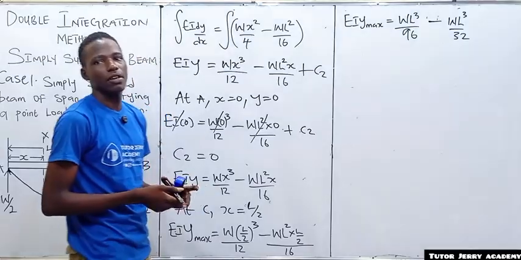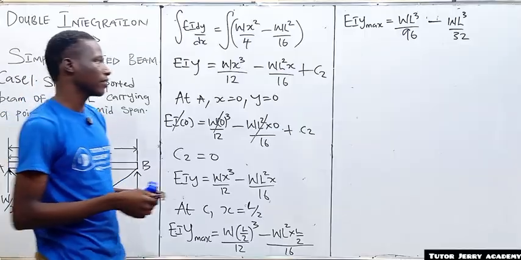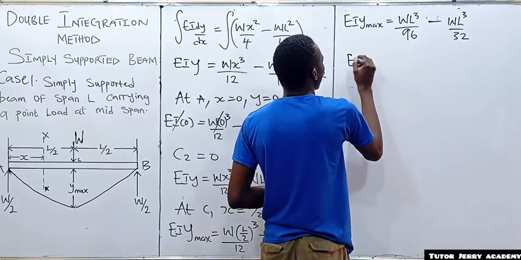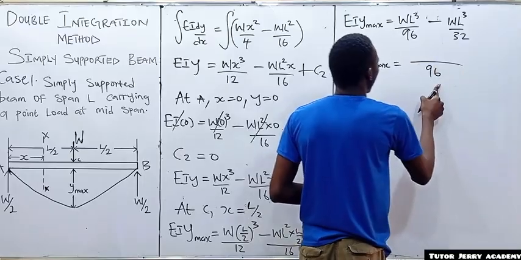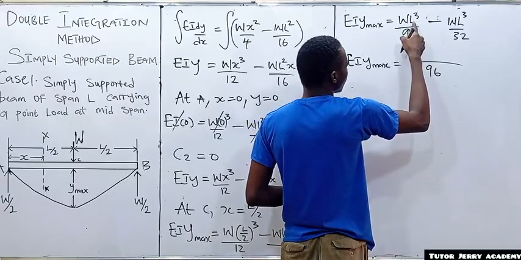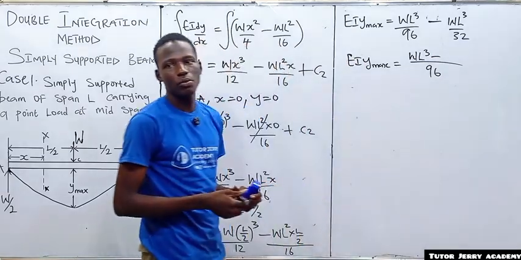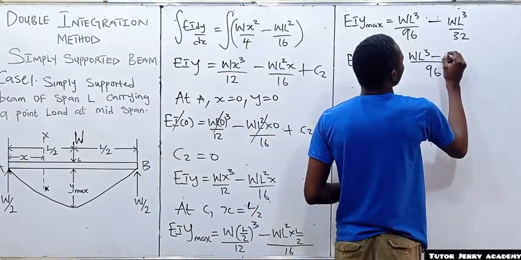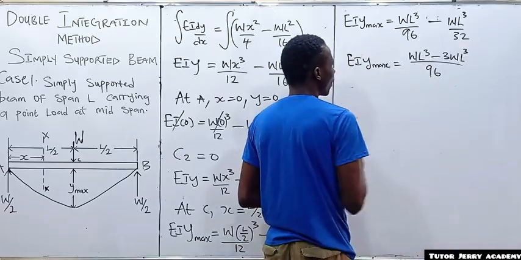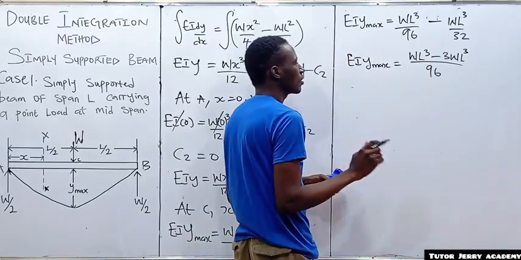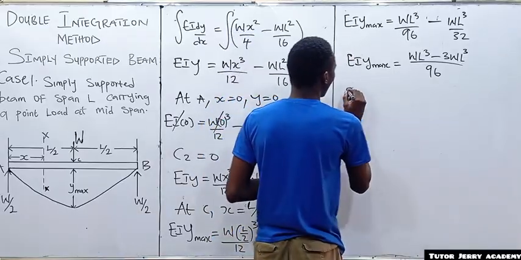Now we are going to be taking the LCM. The LCM of 96 and 32 is 96. So we have EI y max equal to, 96 divided by 96 is 1, 1 multiplied by the numerator here is W L to the power of 3, minus 96 divided by 32, which is 3. So this will be minus 3 W L to the power of 3. W L to the power of 3 minus 3 W L to the power of 3 will be nothing but minus 2 W L to the power of 3.